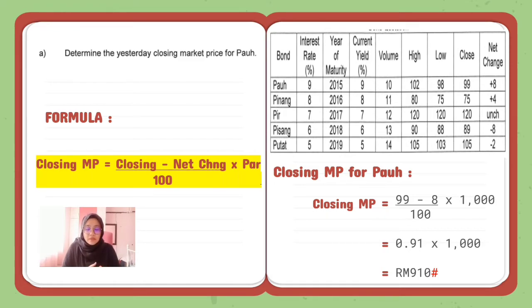The closing price for power bond is 99 minus 8, which is the net change, divided by 100 and times 1000, which is the par value. Since the question did not state the par value, we assume that the par value is equal to 1000. And then we get 0.91 times 1000 equal to 910 ringgit. So the closing market price for power is RM 910.